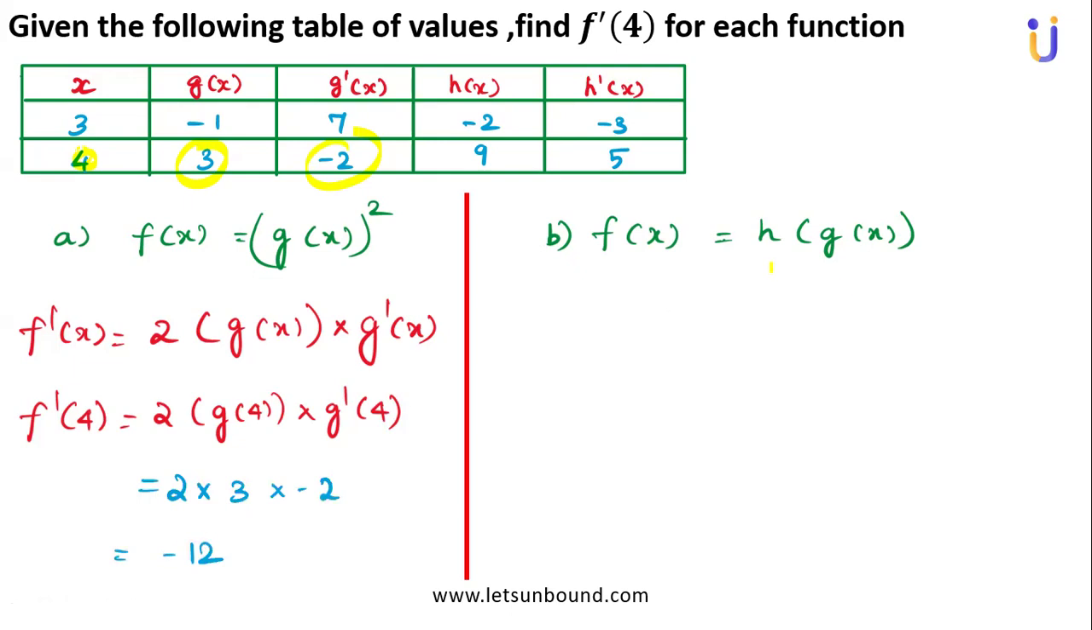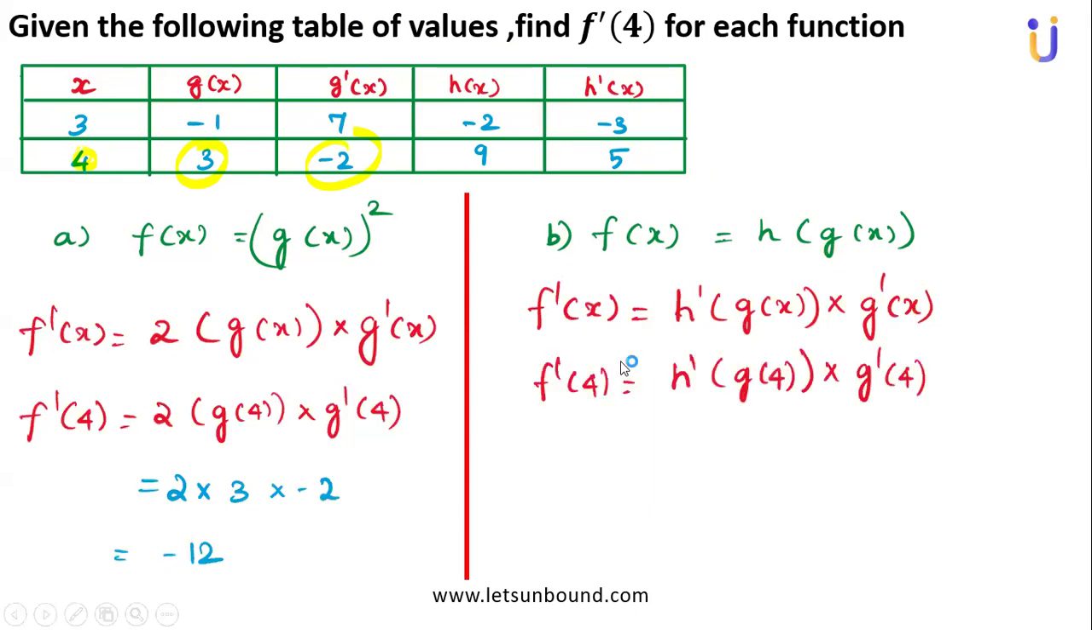Same here: h of g of x. So f dash of x is, first you differentiate the outside function, then multiply by the derivative of the inside. And we need f dash of 4. So just plug in 4 wherever x comes: h dash of g of 4 times g dash of 4. And what is h dash of g of 4? We have to find g of 4 first.